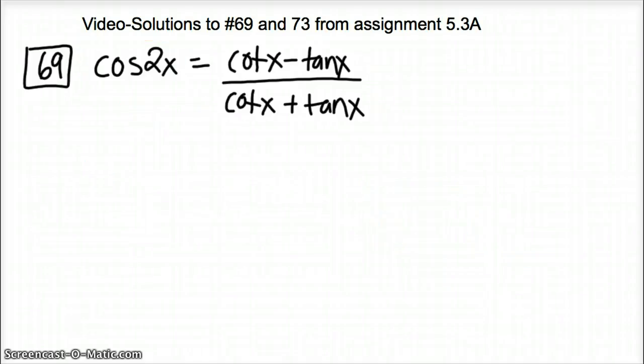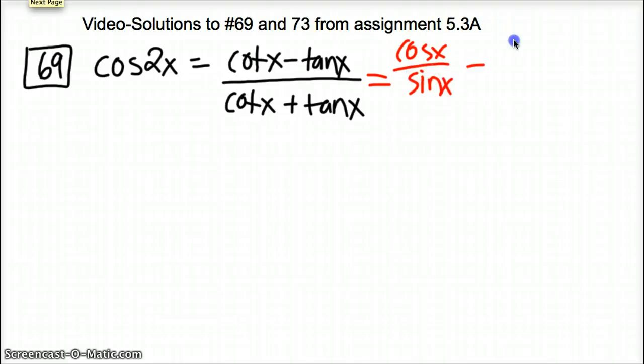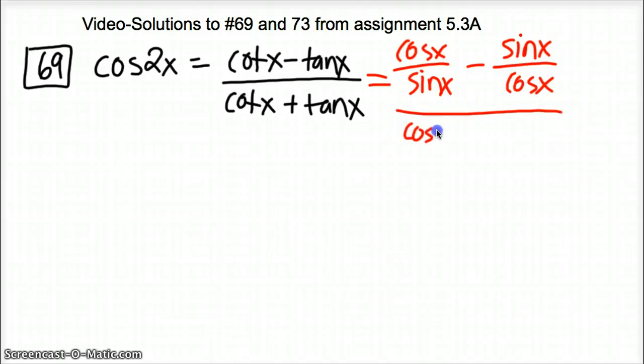Okay, so here's 69. We're going to start by taking the cotangents and tangents and changing them to sines and cosines. Then we get cosine x over sine of x, minus sine of x over cosine of x, all over the same thing but being added.